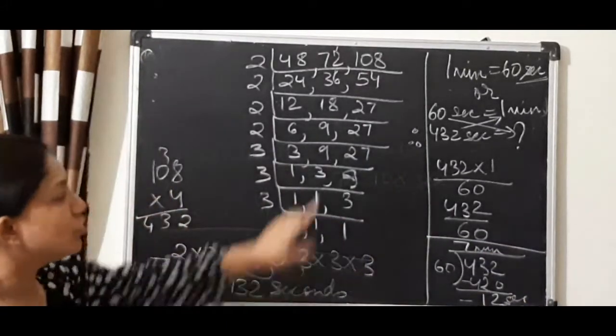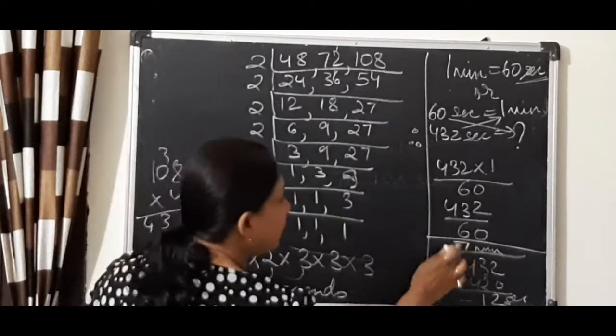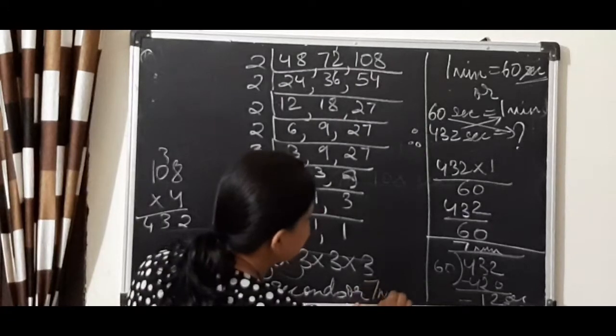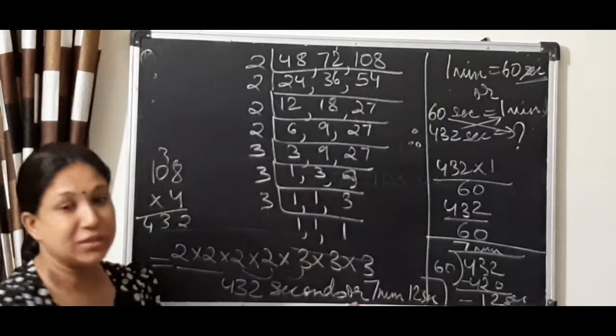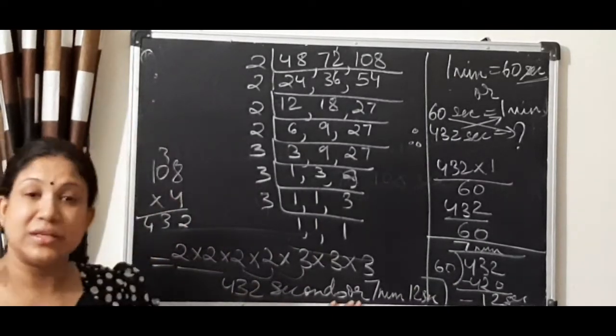After this, you will show the conversion. Do it, divide it, and write it down with pencil. And here, write down 7 minutes 12 seconds. So, this is the solution for the 6th question. Now, you complete exercise 3.7.